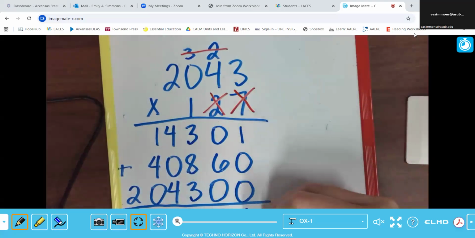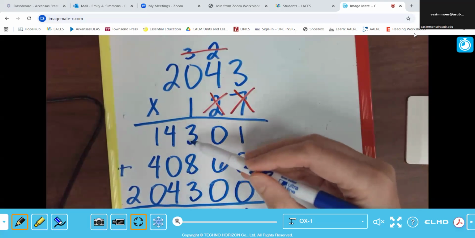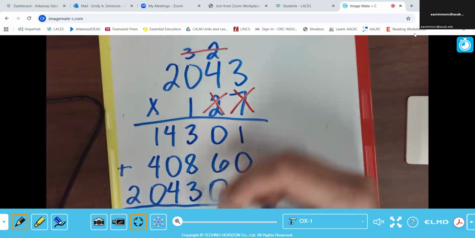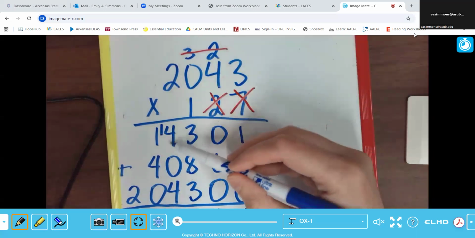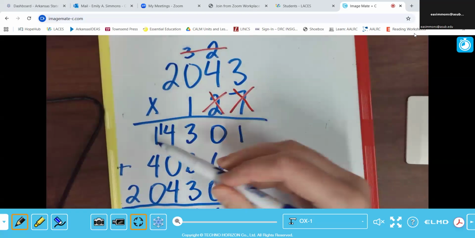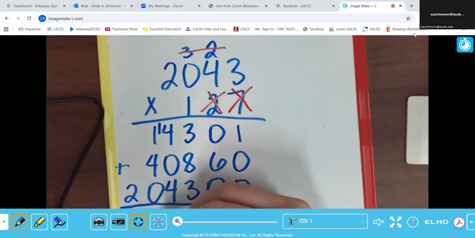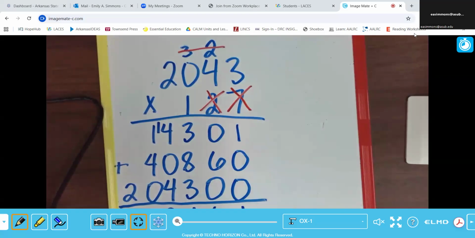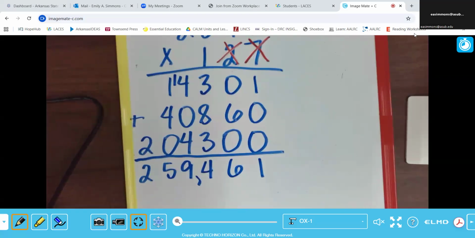1 plus the zeros is 1. 6 plus zeros is 6. 8 plus 3 is 11, and add 3 to that to get 14. Carry our 1. 4 plus 4 is 8. Add 1 to that and we get 9. 1 plus 4 is 5. And then our 2 comes straight down. I'm going to count over 1, 2, 3 place values. And our final answer is 2,059,461. Okay.